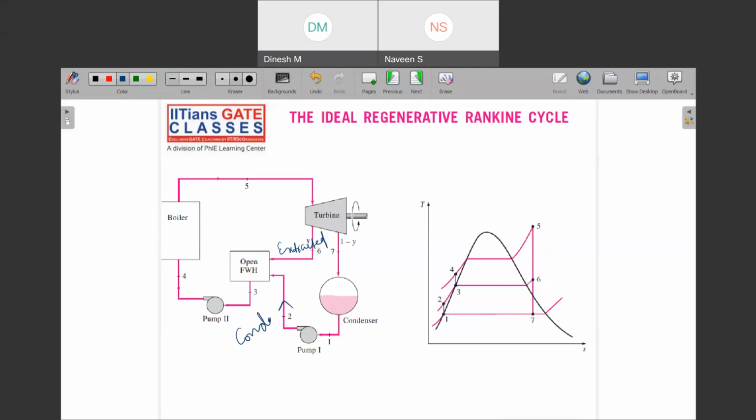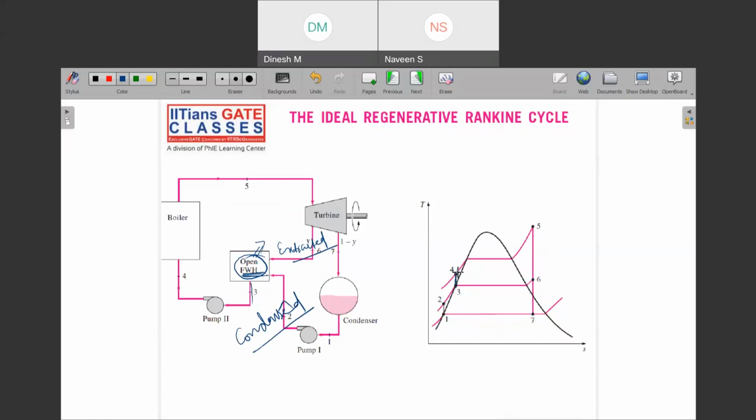This is condensed steam, and this is extracted steam. Both are meeting in a feed water heater which is open, meaning both are allowed to mix together. So that is why this is named the open feed water heater. And then the process continues like the previous one.